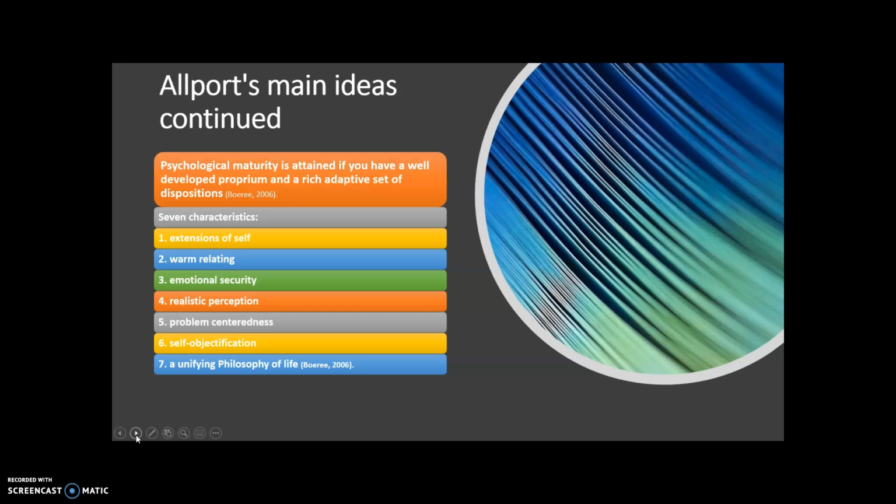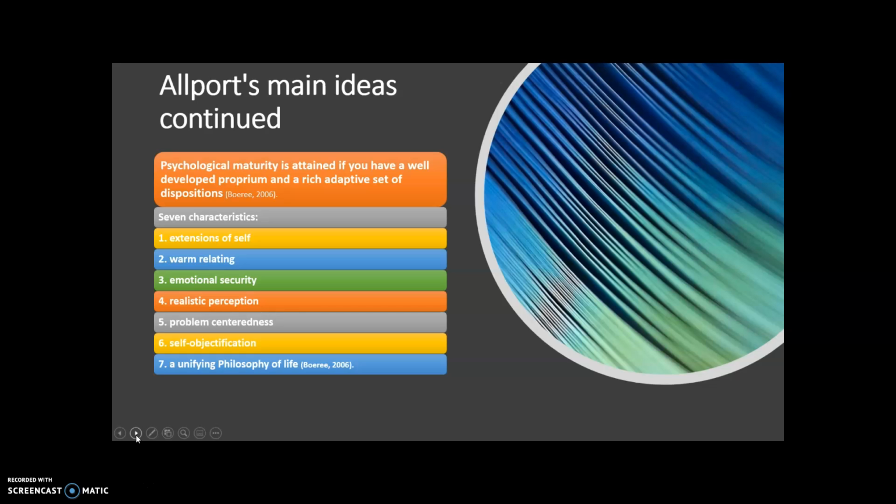And number 4, habits of realistic perception, as opposed to defensiveness, being able to see yourself realistically and be able to laugh at yourself. And number 5, problem-centeredness and the development of problem-solving skills. Number 6, self-objectification, insight into one's own behavior.